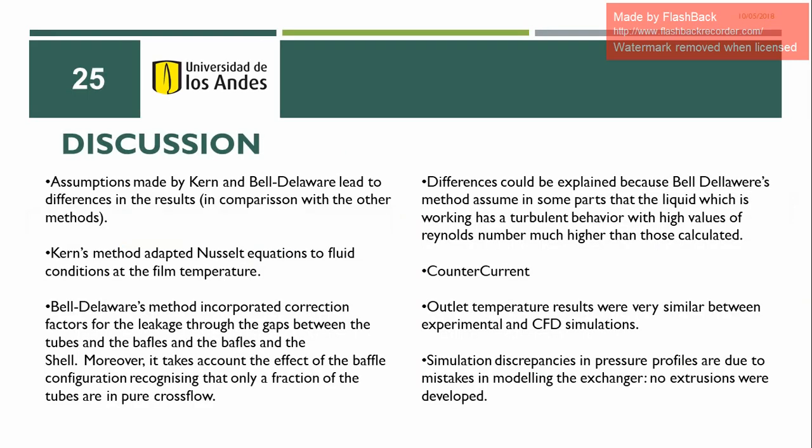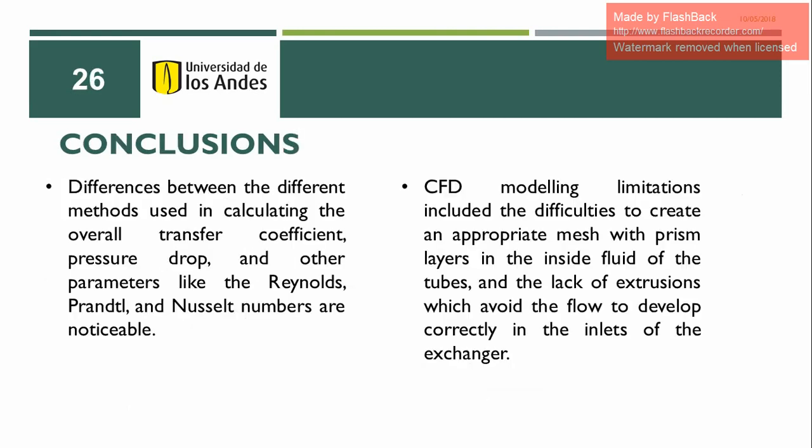Now, in the discussion, we can see very important differences between Bell-Delaware's method and Kern's method, and the discrepancies for the simulation. In conclusion, it was observed that there exist considerable differences in the heat transfer coefficient, pressure drop, and other parameters in the calculations due to assumptions in the models and mistakes in the simulation, such as the missing extrusions and prism layers in the tubes.